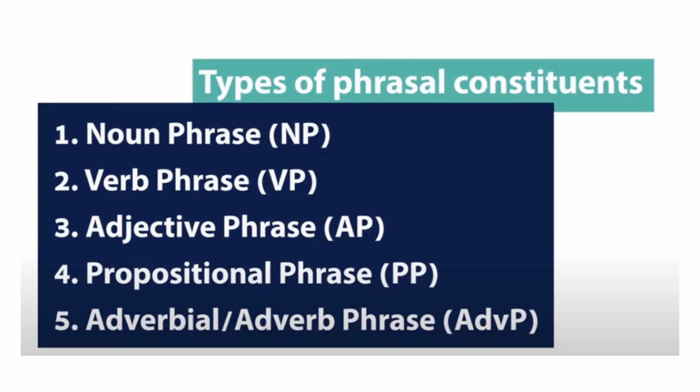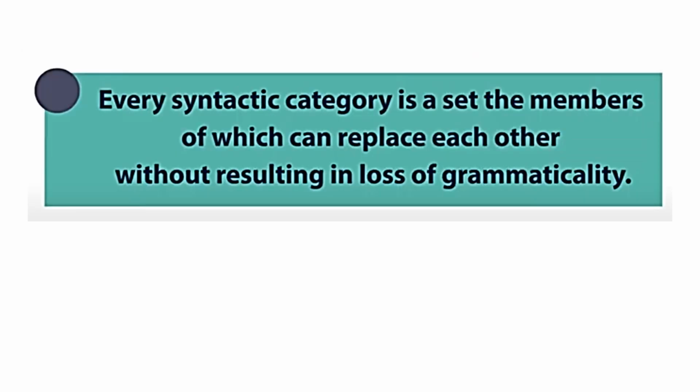You see here that there are phrasal constituency within the sentence, and then every phrase is labeled with every syntactic category. Why? Because every syntactic category is a set the members of which can replace each other without resulting in loss of grammaticality. For example, if you have a grammatical sentence that contains a noun phrase, you can replace a noun phrase with another noun phrase, and the sentence will still be grammatical.